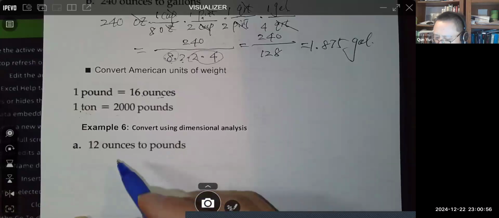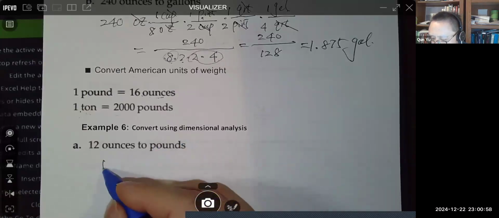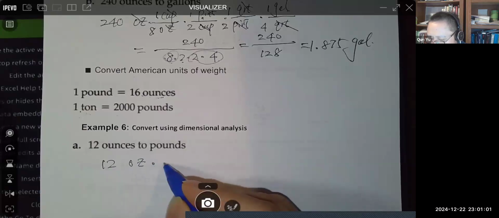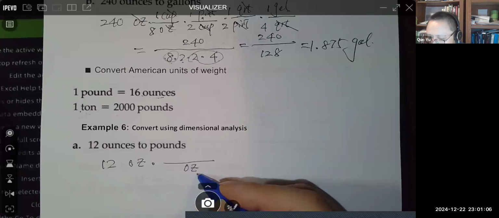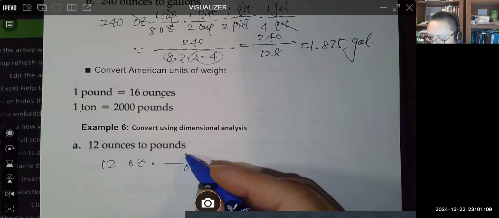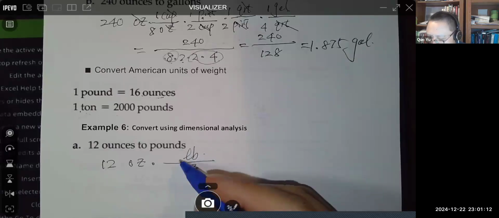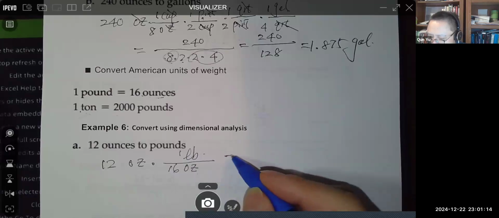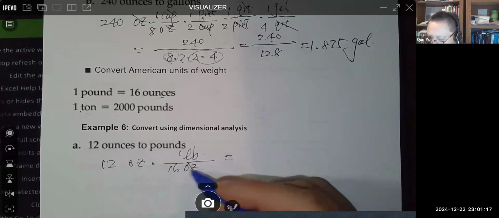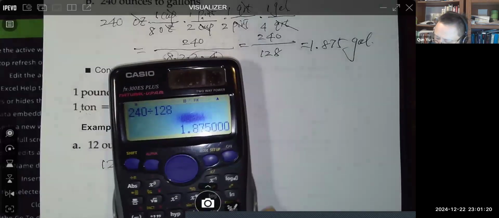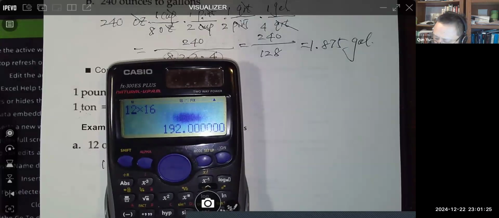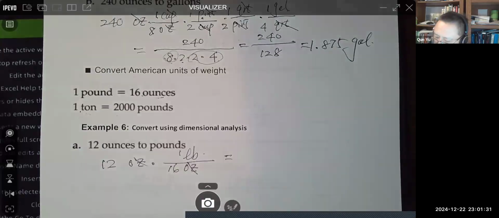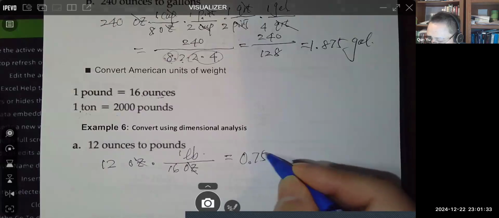So now let's do the first example. We start with ounces. We want to have pounds. Same setup, dimensional analysis method. We put ounces on the bottom since we want to cancel that, and we put a pound on the top. 1 pound, 16 ounces. Apparently, we just divide 12 by 16 to get pounds. 12 divided by 16, 0.75 pounds.